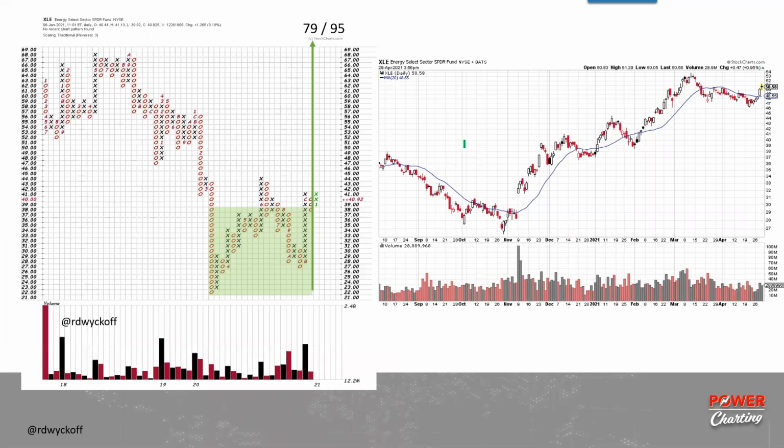So here is just an example. This is XLE. This is the energy complex sector fund on the left with a point and figure count.